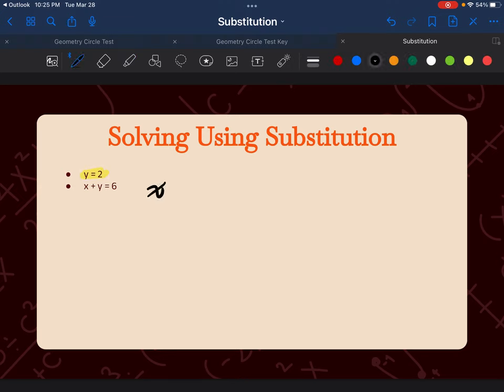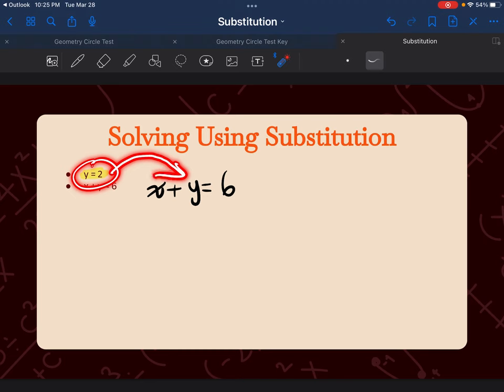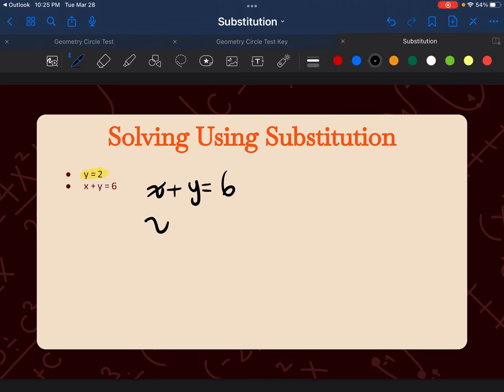Let's look at our second equation. I'm going to rewrite it: x plus y is equal to 6. Now we're going to use our first equation and plug it into our second equation. Since our first equation is telling me that y equals 2, I'm going to substitute that 2 into my y. So instead of writing x plus y, I'm going to write x plus 2 is equal to 6, because y is equal to 2.